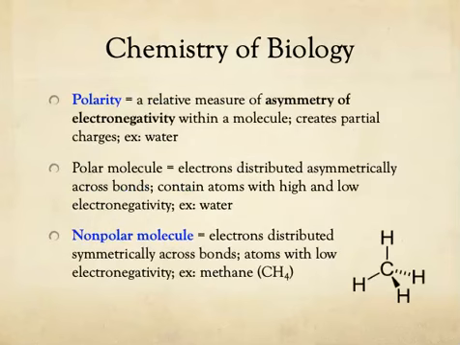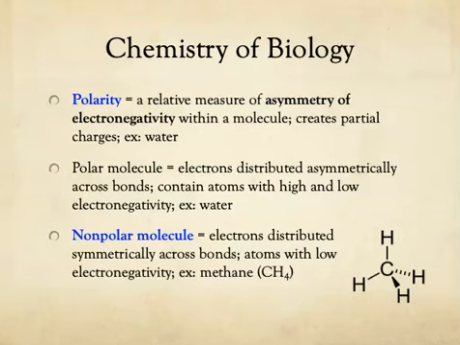So think about polarity as a measure of the relative asymmetry within a molecule. Polar molecules have asymmetrical sharing of electrons inside their covalent bonds. And the asymmetry comes from the differences in electronegativity between the elements within that molecule, the oxygens, the carbons, the hydrogens, and the nitrogens.